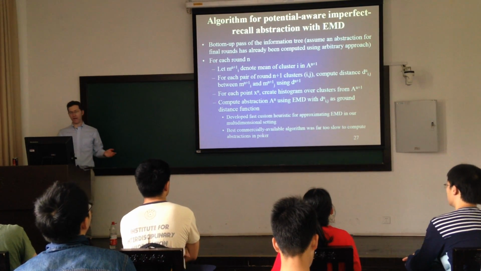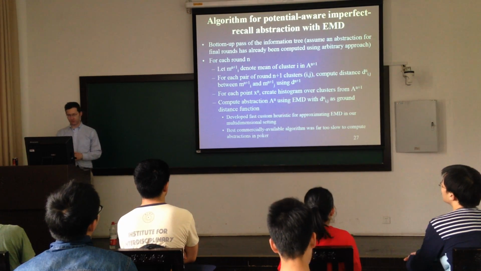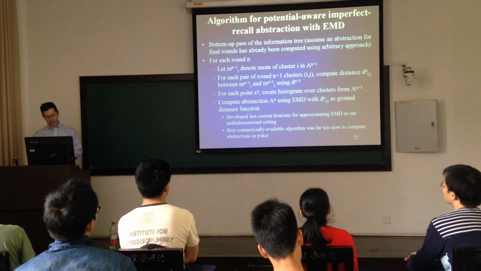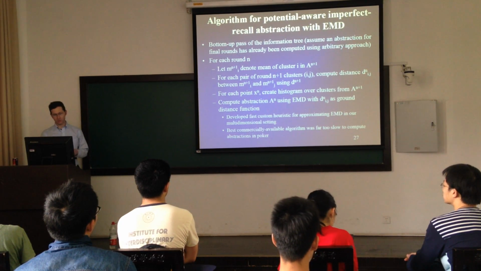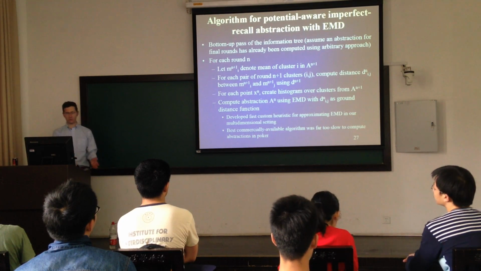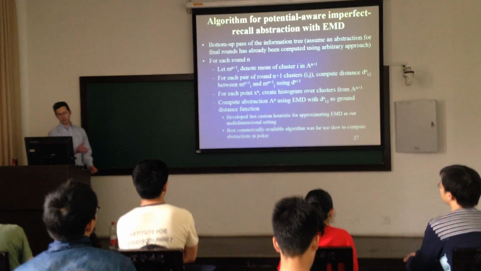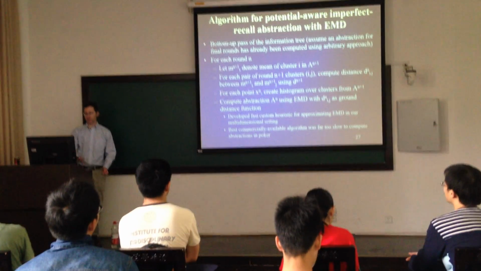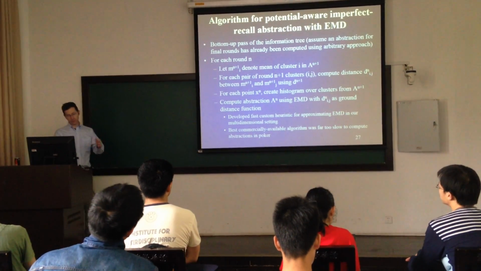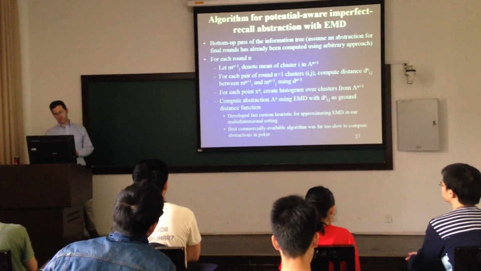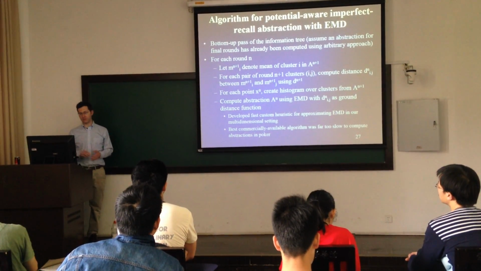And now suppose you have the mean of each cluster in the next round. For each pair of round n+1 clusters, we compute a distance. So the distance between the clusters is the distance between the means of the next-round clusters. Then for each point at the current round, we create a histogram over the clusters in the next round, and we compute an abstraction by using multi-dimensional Earth mover's distance, using this distance between the cluster means as the ground distance function.